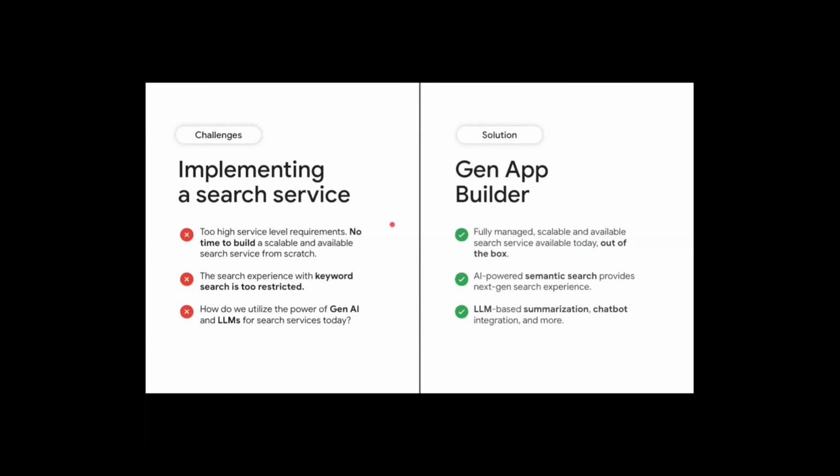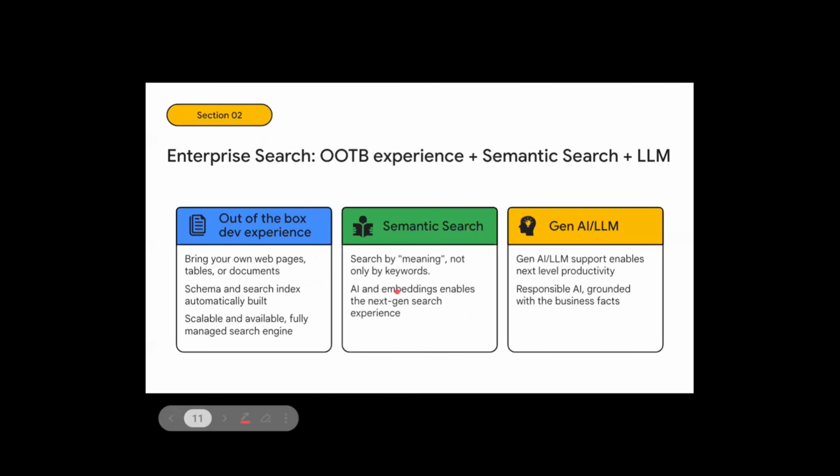And on top of that, how do we leverage the power of Gen AI and LLM to add more value? That's where the Gen AI Builder Enterprise Search can fulfill those requirements: fully managed, scalable, and available AI-powered semantic search and LLM-based summarization, which can be integrated with a chatbot or even the Vertex foundation models. So just to summarize, out of the box, you get semantic search and then Gen AI and LLM capabilities.